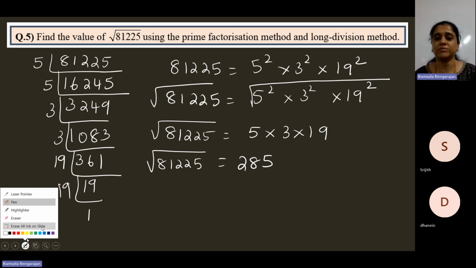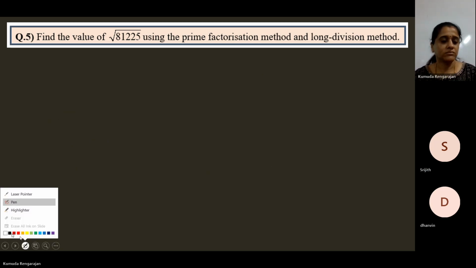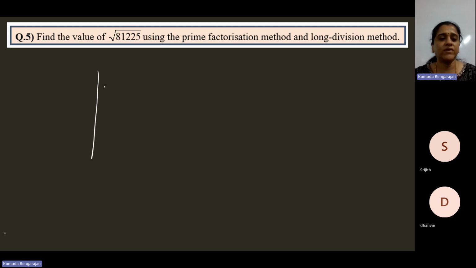Now get ready for the long division method. Place the number in that format. Online children, take a screenshot so that if you have not finished, you can complete it. Now, we'll find the square root of this number using the long division method.